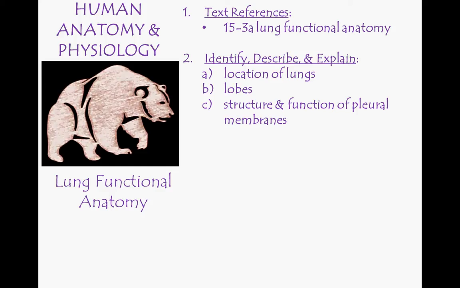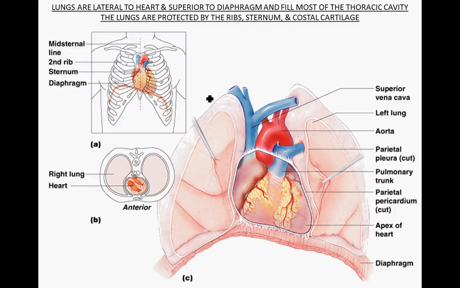And welcome to another screencast, where at this time I'll be discussing the structure of the lungs, functional anatomy of the lungs, and so you should be able to identify, describe, and explain the location of the lungs, a little bit about the lobes, and then the structure and function of the pleural membranes, which are the serous membranes around the lungs. Okay. So a little bit of gross anatomy and some orientation here again.